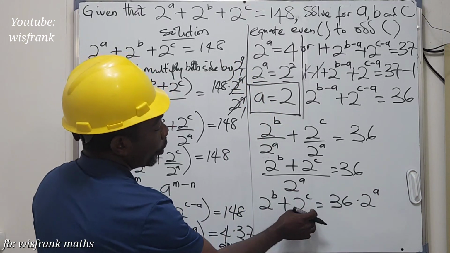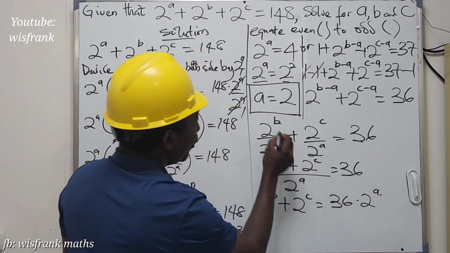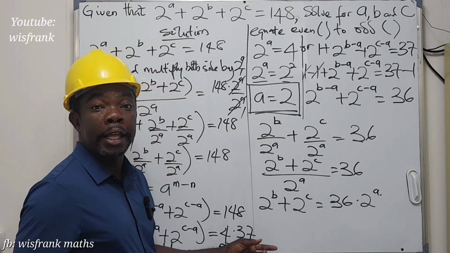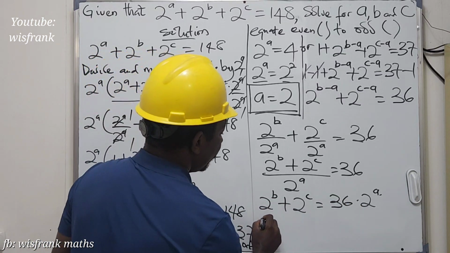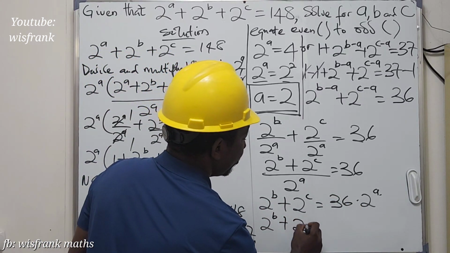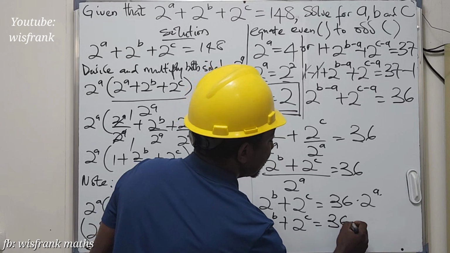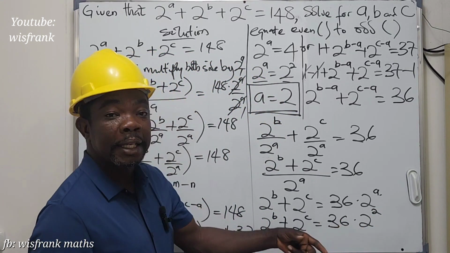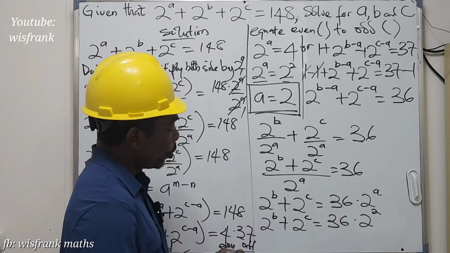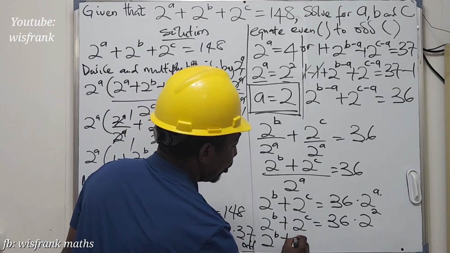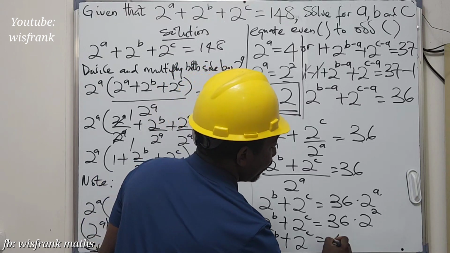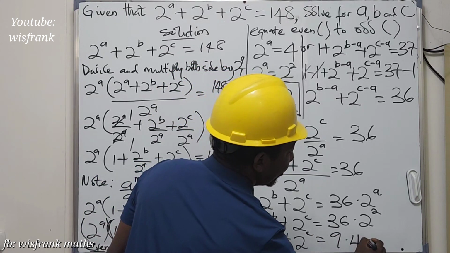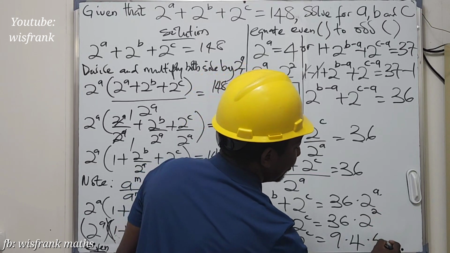In so doing, our value of a is 2. So we are going to substitute the value of a as 2 into this. So we have 2 to the power of b plus 2 to the power of c equals 36 times 2 to the power of 2. And this 36 is the same thing as 4 times 9, so we have 2 to the power of b plus 2 to the power of c equals 9 times 4 times 2 to the power of 2, which is 4.